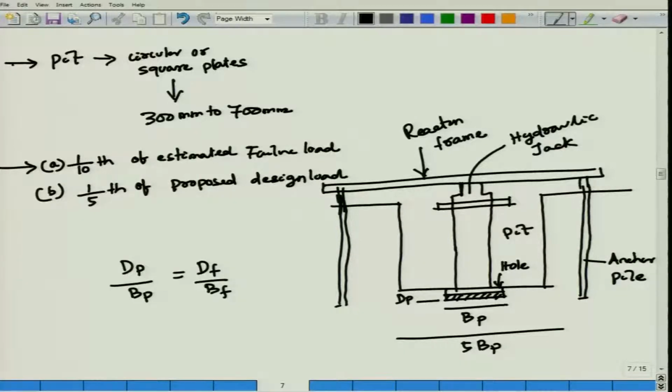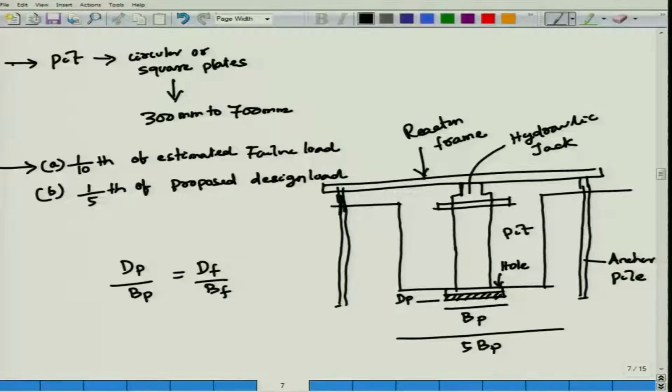So, first you prepare a pit, where you want to find out bearing capacity, settlement as well as E and K and other parameters. Generally pit size should be 5 times BP by 5 times BP, where BP is the width of your plate. Once you prepare a pit, then prepare your reaction frame with your anchor piles. I will show you a video also. This reaction frame will be connected by means of your anchor piles. Then place a hydraulic jack here, and below this you put your plate.